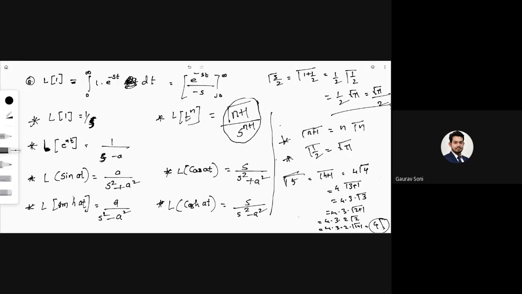Okay, fine. So gamma of n plus 1 upon s raised to n plus 1 is the Laplace transform of t raised to n. This list is very important. I will rub the remaining part. Take a screenshot if you want. If you are writing it down, write down these formulas, because our complete chapter depends on this. If you don't know this, you won't understand anything else.